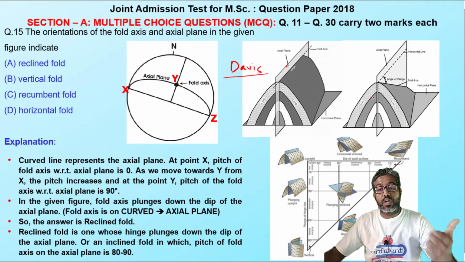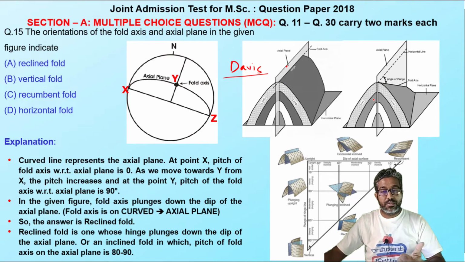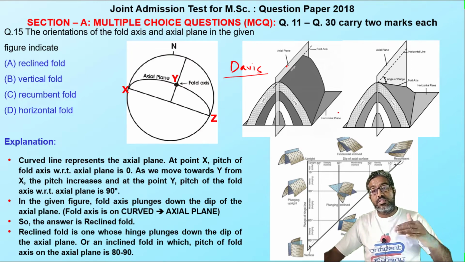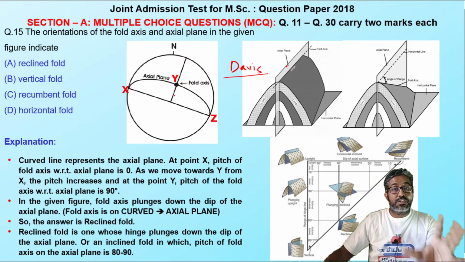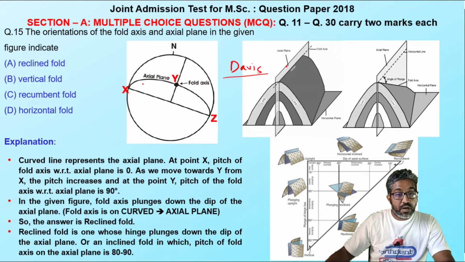So we have two types of fold: plunging and non-plunging. We are dealing here with the plunging fold, where the fold axis is plunging or dipping with respect to your axial plane. Now what can we extract from this figure? This curved line represents the axial plane. Now we have the fold axis, a point on Y. Let's consider a point X, and Z is there. This X and Z is on the periphery, so with respect to the axial plane it has zero value.